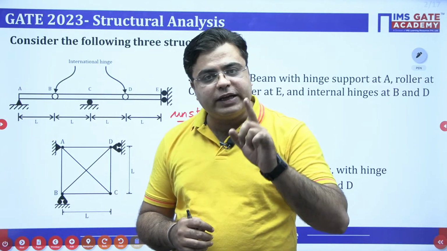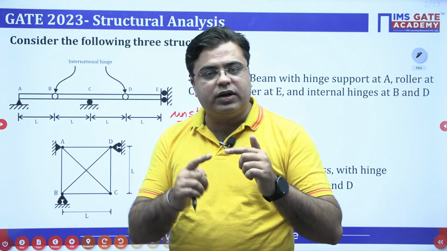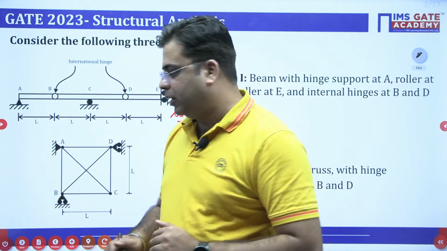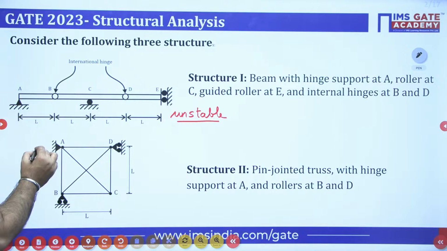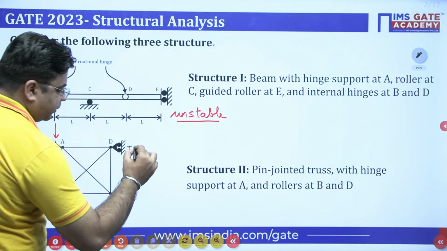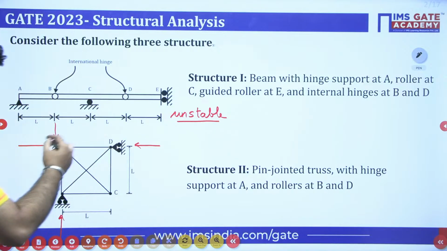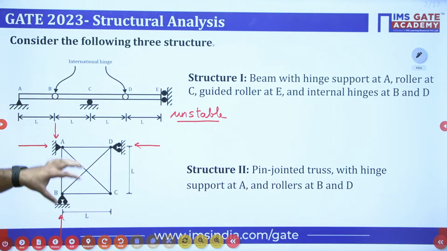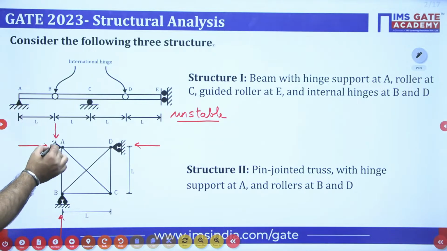Second, if your external support reactions are concurrent at a point, then in that case also your structure will be unstable. When you look into the support reactions here, you have one support reaction like this, another like this, one like this, and one like this, right? These are all the support reactions for this structure. And when you observe closely, you will find that all these 4 support reactions are concurrent at this point.